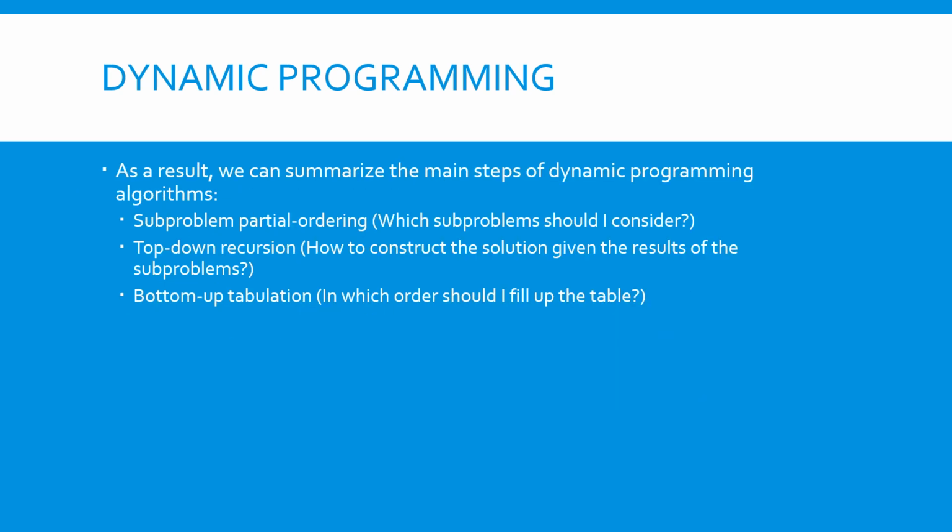As a result, we can summarize a DP algorithm into three main steps. The first step is subproblem partial ordering, which specifies the dependency among subproblems. The second step is top-down recursion, which describes the optimization strategy as the recursive function. The third step is bottom-up tabulation, which solves the problem by filling up the DP table.